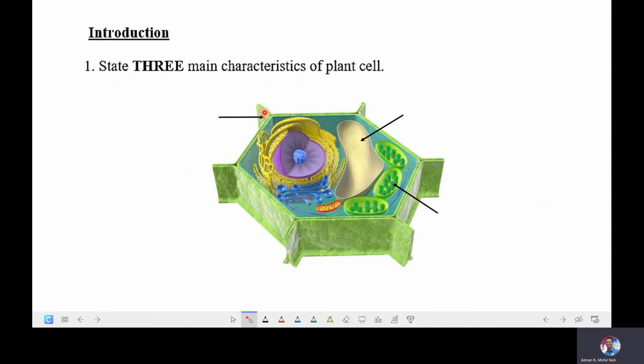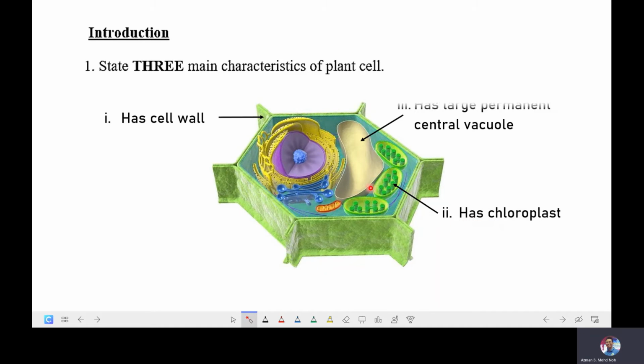Okay, so you should notice that over here will be the plant cell wall. Every plant cell should have the cell wall. Then over here will be special organelles, the special organelle that can only be found in the plant cell. That will be the chloroplast. So we say that plant cell should be having the chloroplast in general. And another one will be this structure over here, in which we can identify this as the large permanent central vacuole, only in the plant cell.